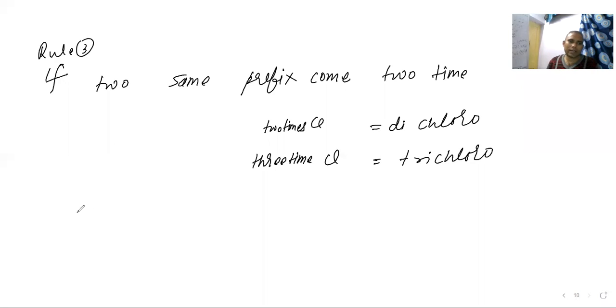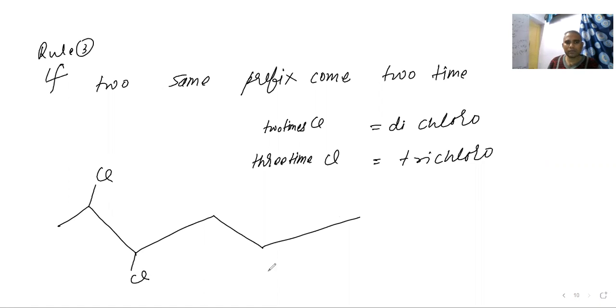Okay, so let us try to write down this one. I am writing Cl, then again I am writing Cl. Tell me which direction we will start numbering. From Cl only. So we count: this is 1, this is 2, this is 3, here is 4, this is 5 and 6.